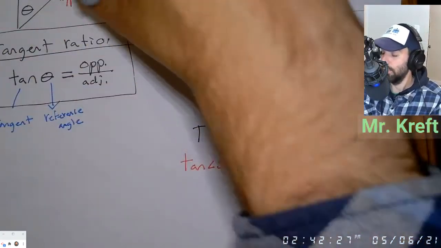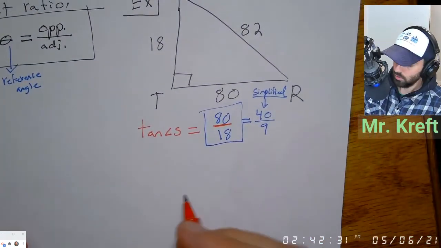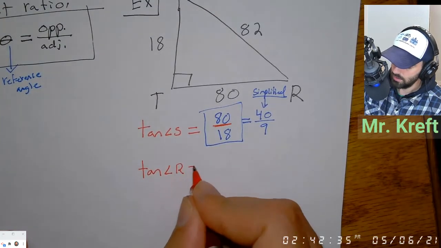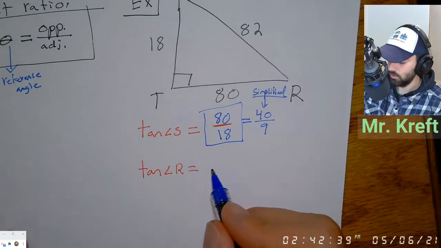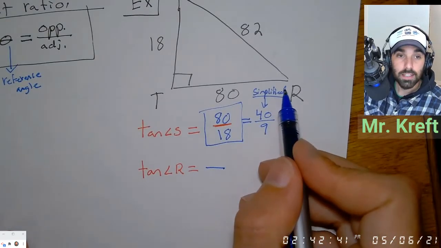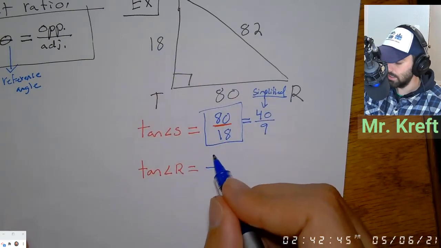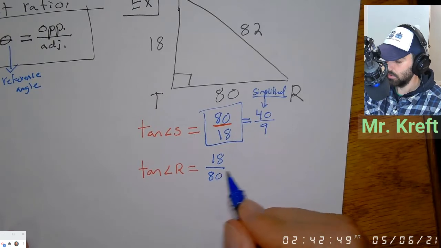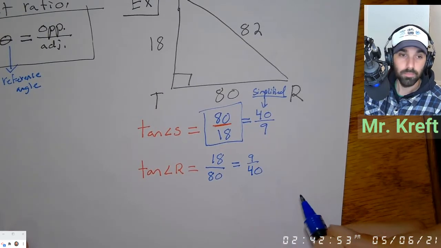All right, but now what if we change the reference angle? So what if I say tangent of angle R, right? That's going to change my ratio. It's still going to be a ratio, but the opposite of angle R is now 18, which means the adjacent is 80. So that would simplify to 9/40ths.